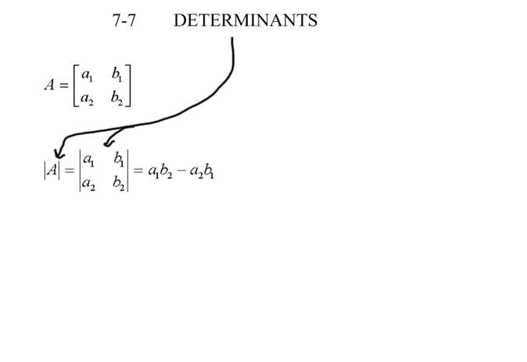Well, to find the determinant of a 2 by 2 matrix, what we do is we multiply diagonally in this direction. Then we subtract what we get when we multiply diagonally in this direction.